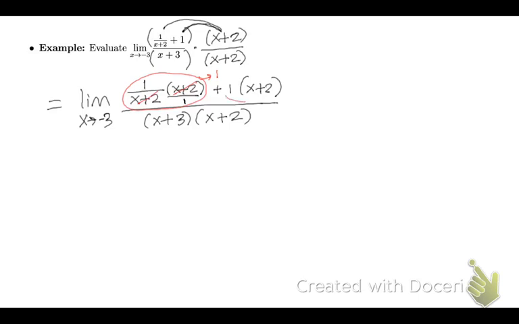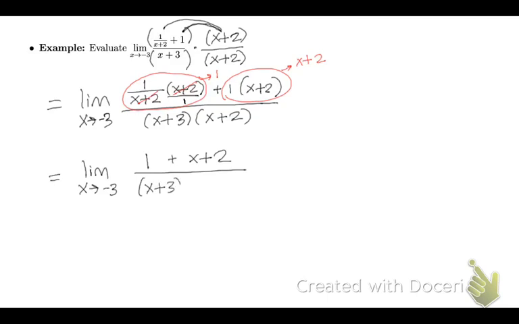And then over here, if you want to think about distributing that 1, or just 1 times anything is equal to the anything, this is just going to be x plus 2. Okay, so what I have left, I still haven't taken the limit. I keep copying my limit as x goes to -3. I've got 1 in the first place, and then I've got x plus 2 in the second place. And then I'm recopying this denominator. It's just going along for the ride for the moment.